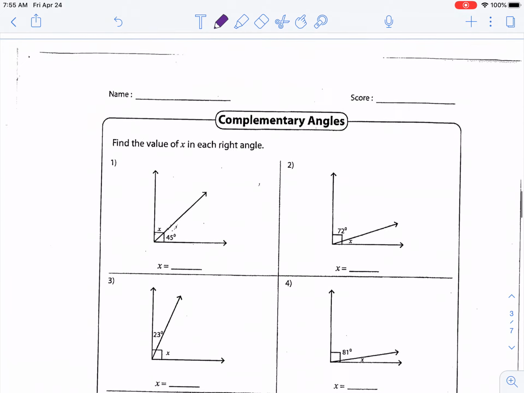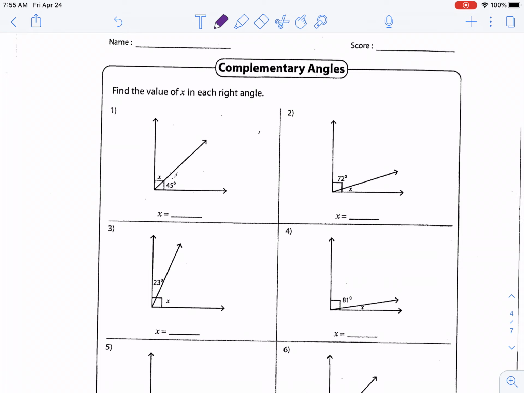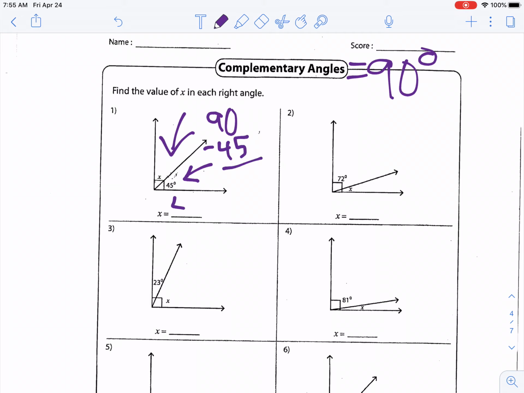All right, I'm going down to the second page. We're talking about complementary angles. What did we say complementary angles are? They equal 90 degrees, okay? So in number 1, I have one angle that's given, and it says it's 45. And the other angle has x, which is what we need to find. So 90 minus 45 gives me 45. Remember, if the whole thing has to be 90 and one of them is 45, you would subtract. So in number 2, the whole thing has to be 90, and I'm going to subtract 72.